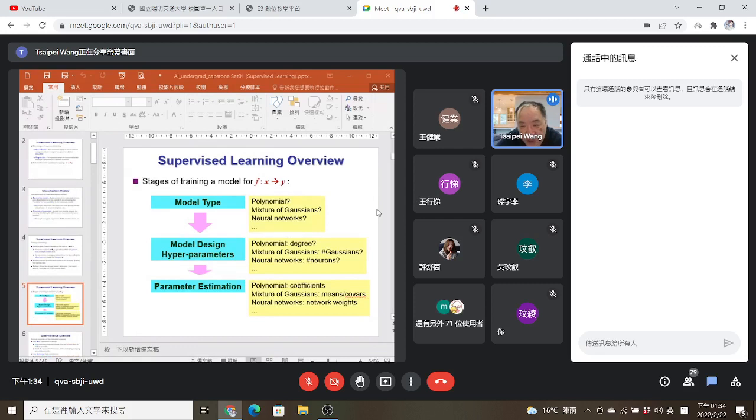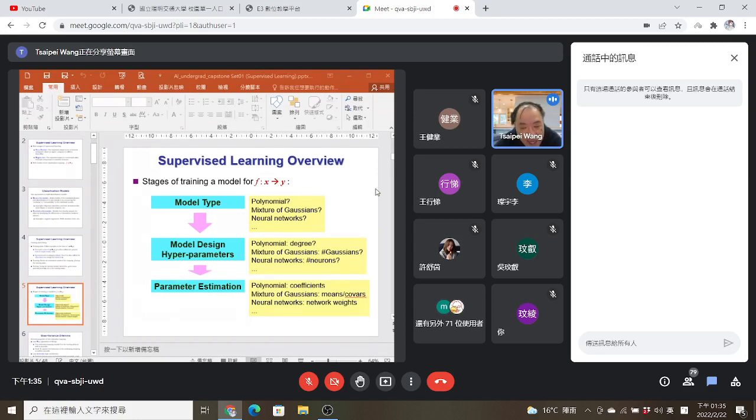To build a supervised learning model, there are usually a few steps. First, you need to select a model type. There are many choices. Some are for regression, like polynomials or mixtures of Gaussians. Some are discriminative models, including neural networks. And for each model type, there are some design choices.